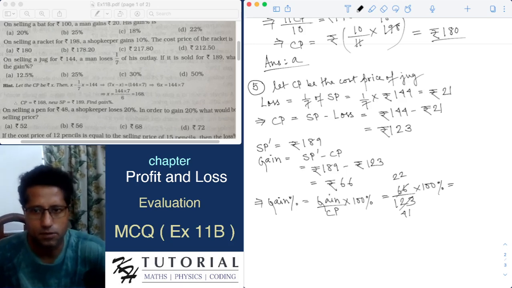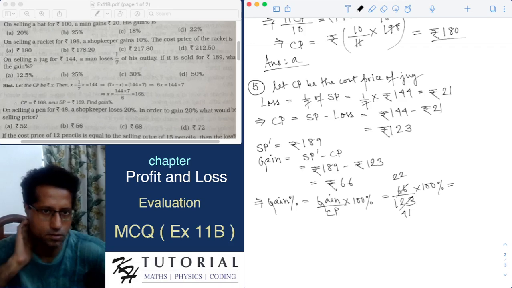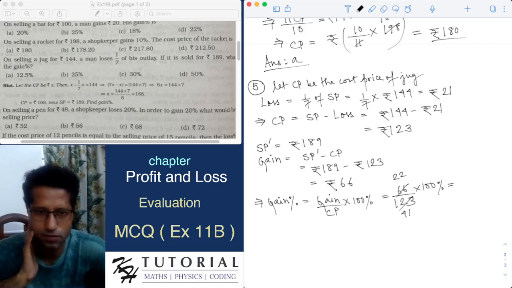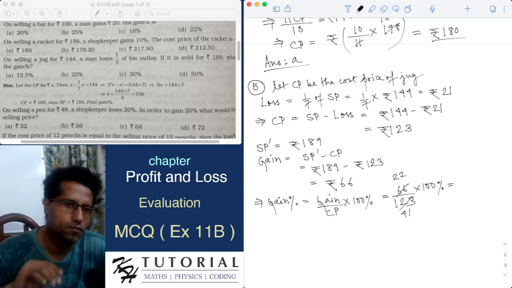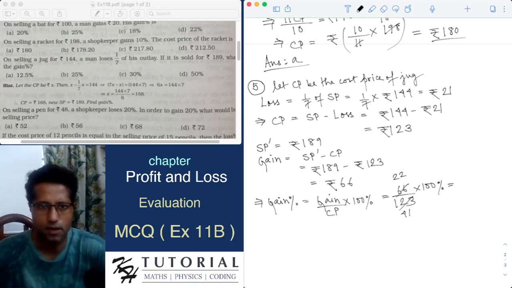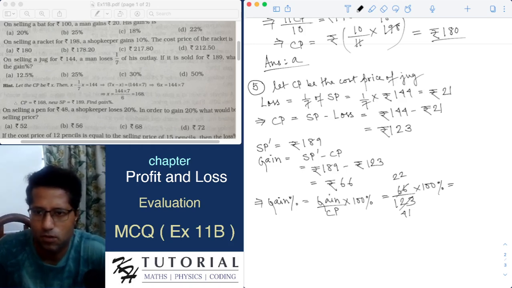I am considering that the man loses 1/7 of his outlay. What is this outlay? I've assumed outlay to be the selling price, which is 144. But let me see the hint. Let the cost price be rupees X. Then X minus 1/7. Okay, so it has considered outlay to be the cost price. So let the cost price be CP.